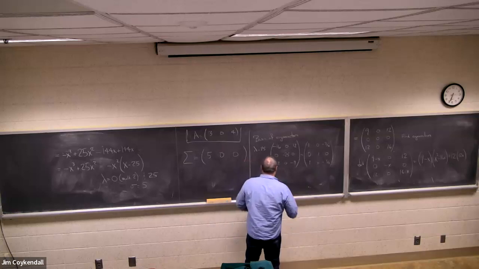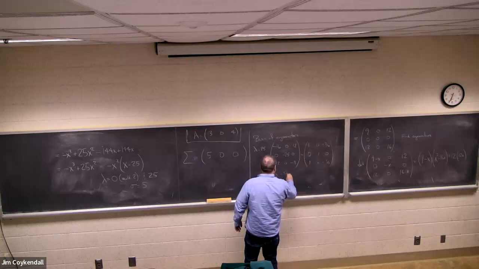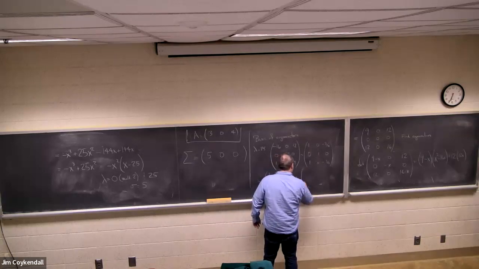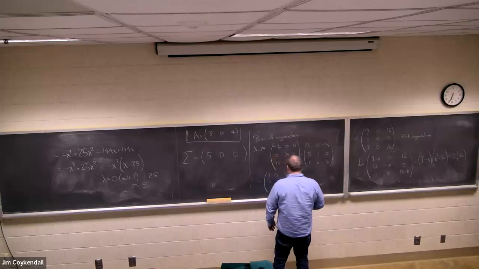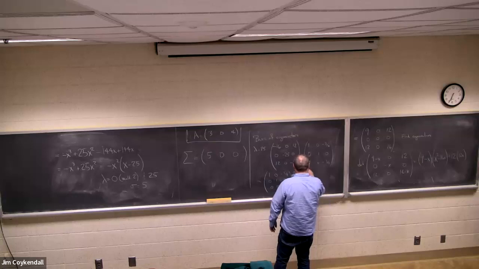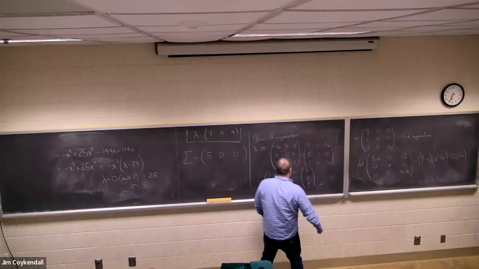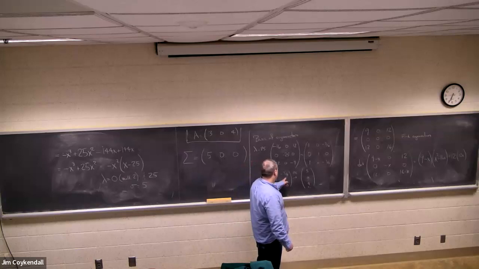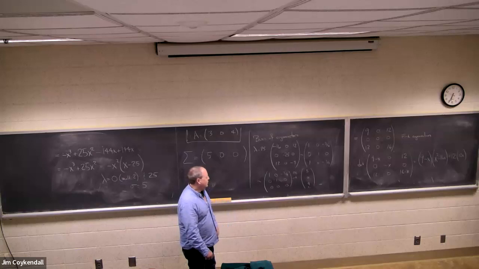So I get 0, 4, 0, 0, 0, 0. And I get an eigenvector. What do I get? How about 3, 0, 4? That works. Any multiple, that's cool.